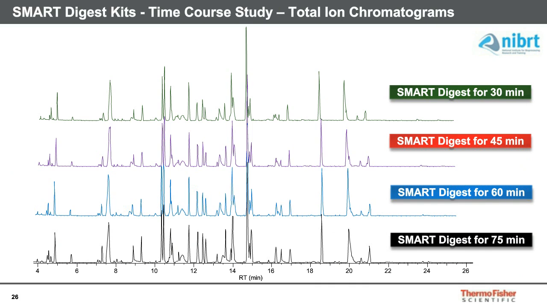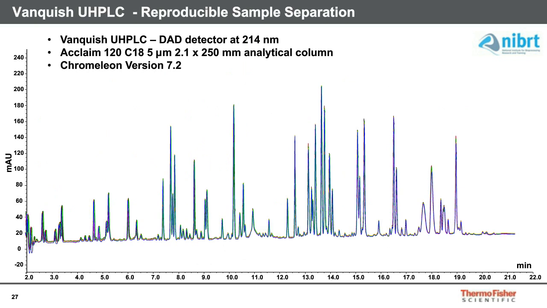The total ion chromatograms shown here correspond to the data shown in the previous slide. And as is a reflection of the different peptides that were produced following digestion using various incubation times and identified using Biopharma Finder, there are some changes in the peaks observed. However, the prominent peptide peaks showed high retention time precision across the different analyses. And this high retention time precision is something we frequently observe with the Vanquish UHPLC.